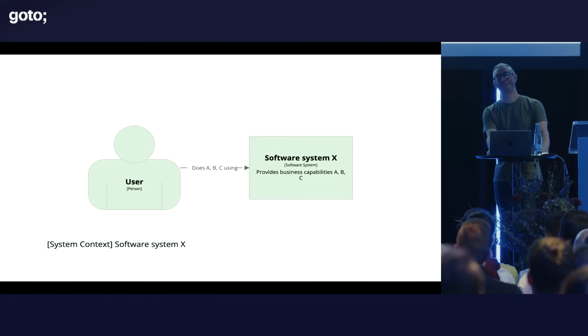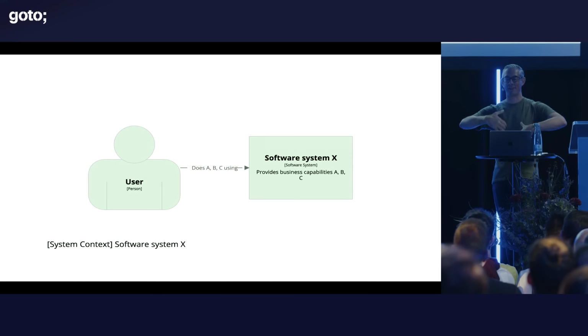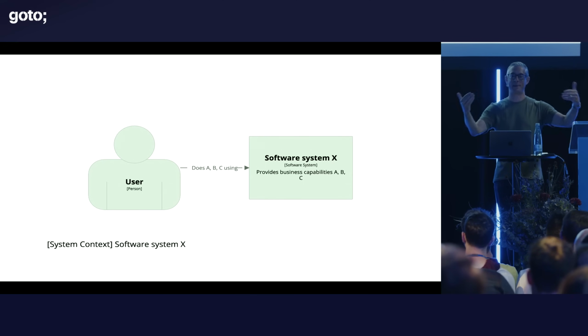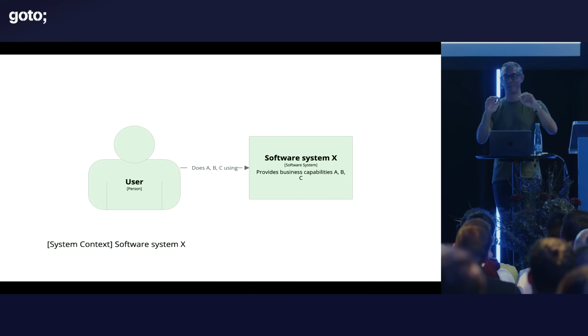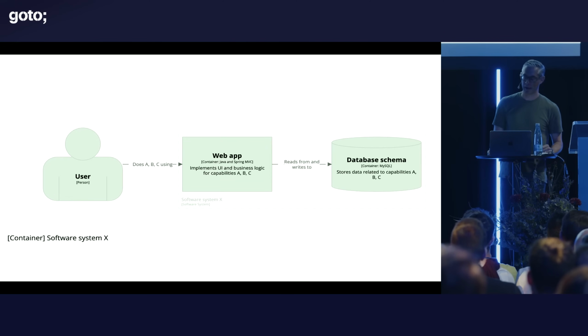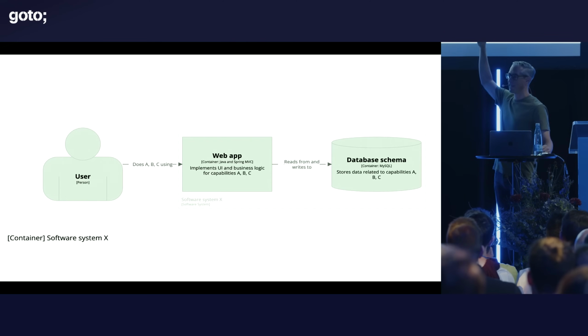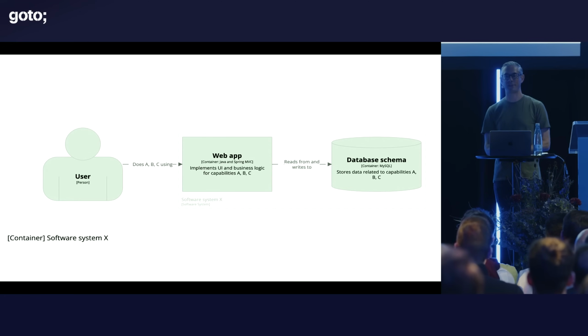This is our context diagram. So our context diagram says we are building software system X. It's delivering business capabilities A, B, and C to our users. Nice and simple. Our container diagram, because we're building a monolith, it's a monolithic web application providing a monolithic UI, talking to a monolithic database schema. All good so far. Perfect.